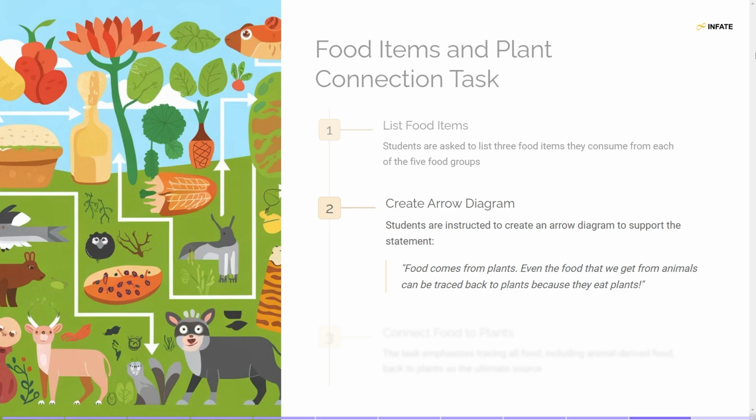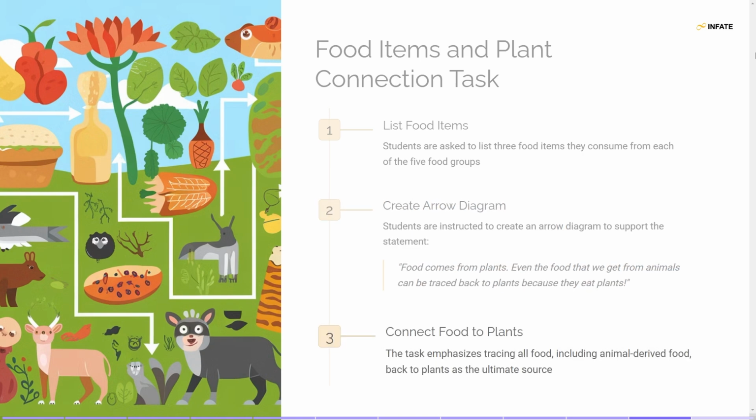Even the food that we get from animals can be traced back to plants because they eat plants. Connect food to plants. The task emphasizes linking all food, including animal derived products, back to plants as the ultimate source of energy and nutrients.